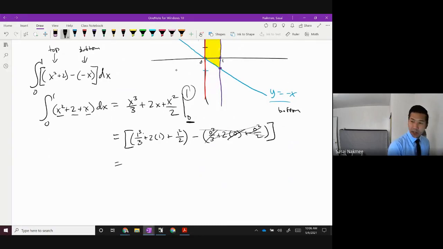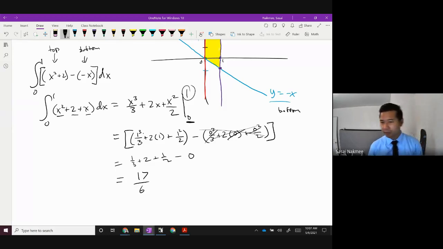This is going to equal, we got 1/3 plus 2 plus 1/2. I'll show my work. Minus 0. I'm being lazy, but I don't want to be lazy. Can we do this real quick? Common denominator is 6. So it's 2 plus 12 plus 3, which is 17 over 6.